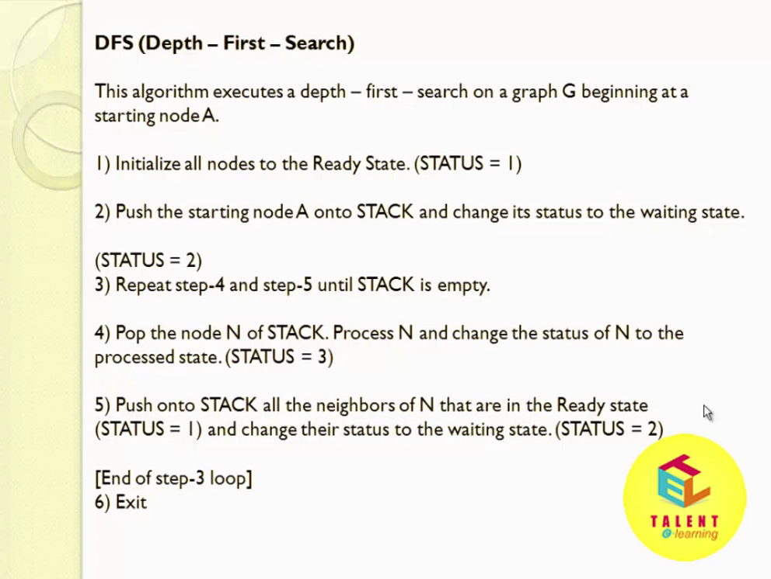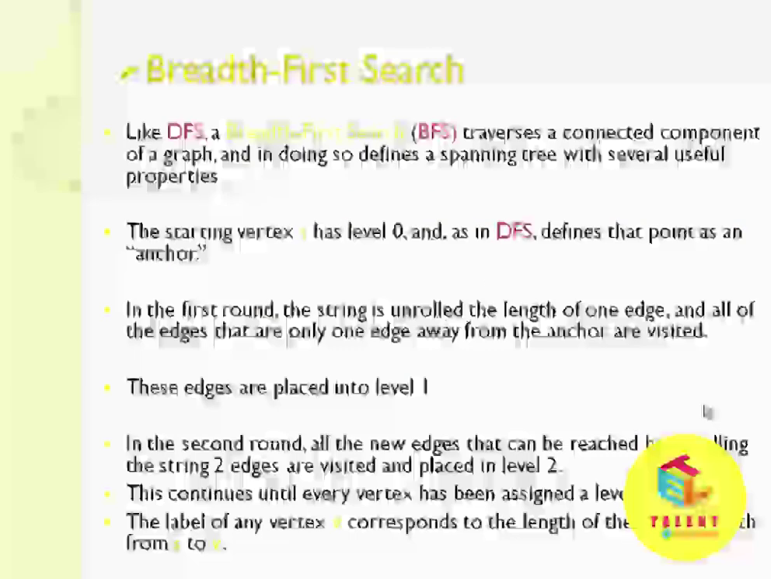Step 4. Pop the node n off stack, process n and change the status of n to the processed state, that is status equal to 3. Step 5. Push onto stack all the neighbors of n that are in the ready state, status equal to 1, and change their status to the waiting state, status equal to 2. Step 6. Exit.